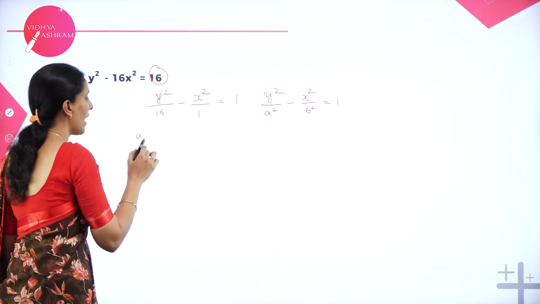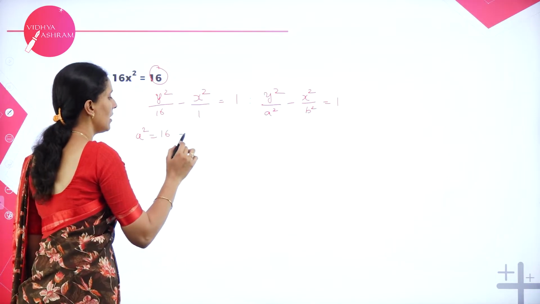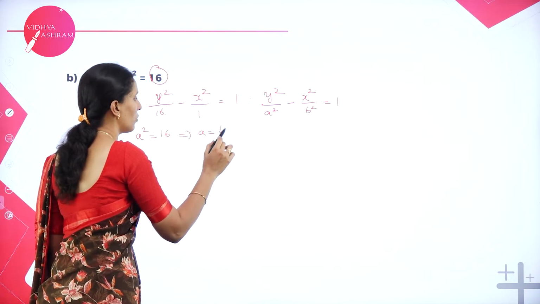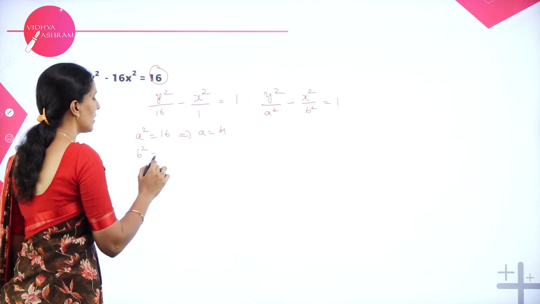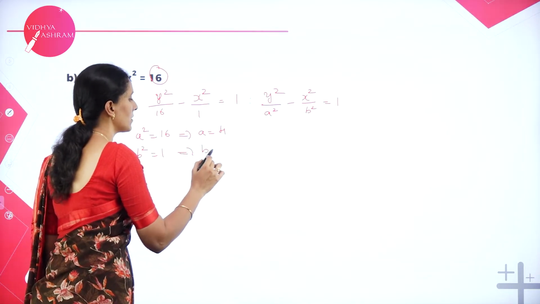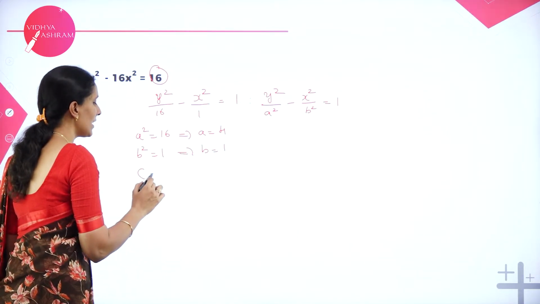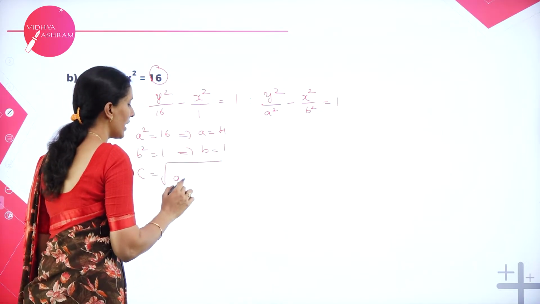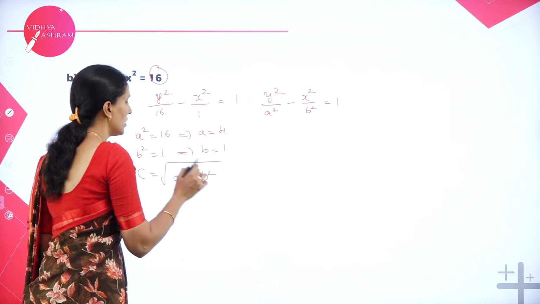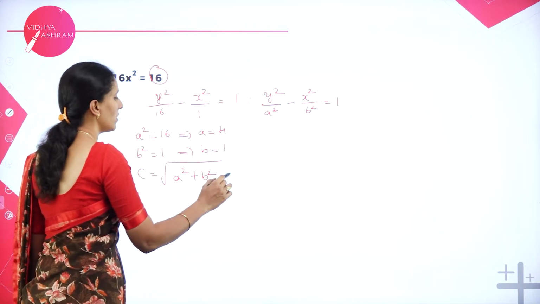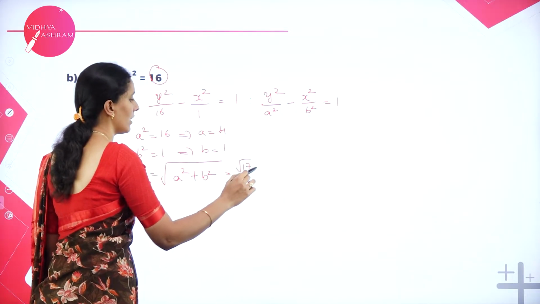So from this we have a square is equal to 16. This implies a is equal to 4. b square is equal to 1. This implies b is equal to 1. We can write c as square root of a square plus b square. So a square is 16 plus 1. You will get the value as root 17.